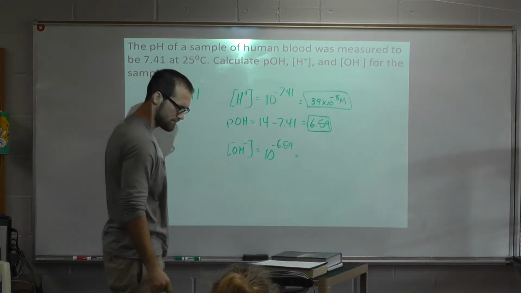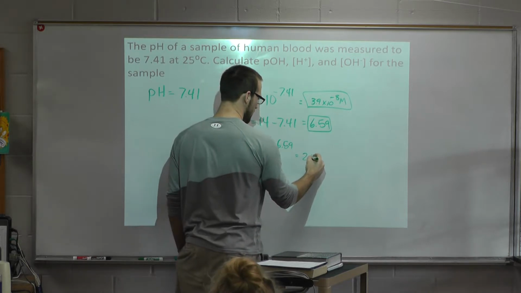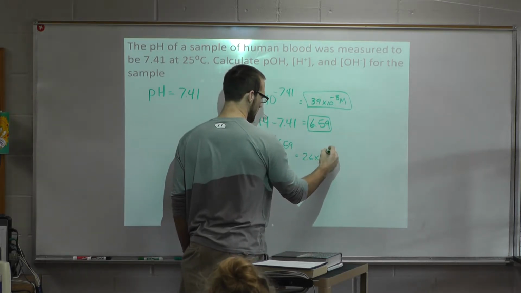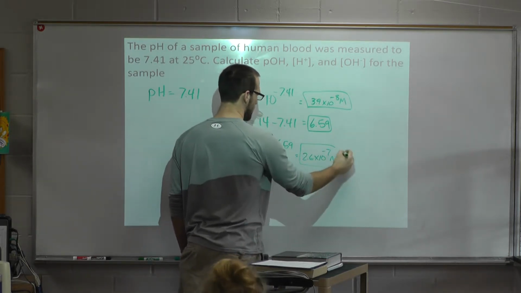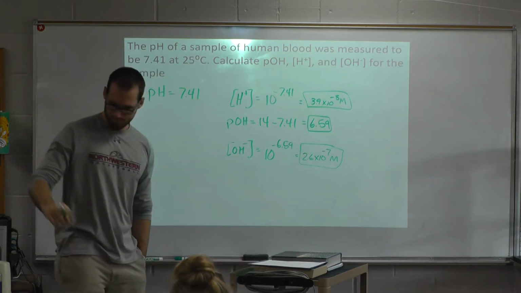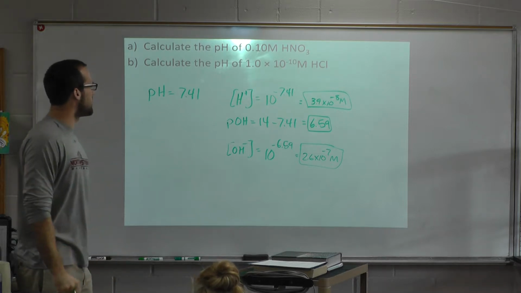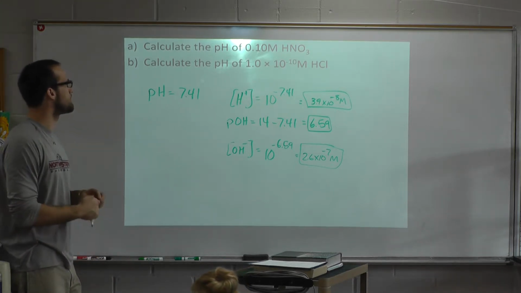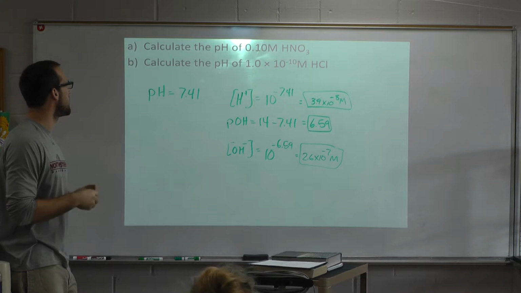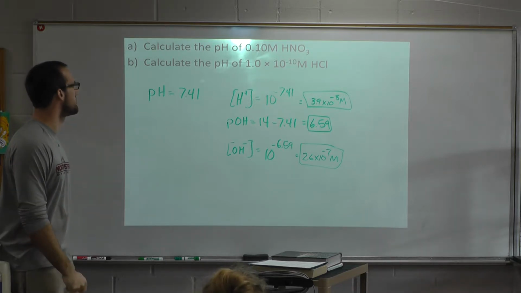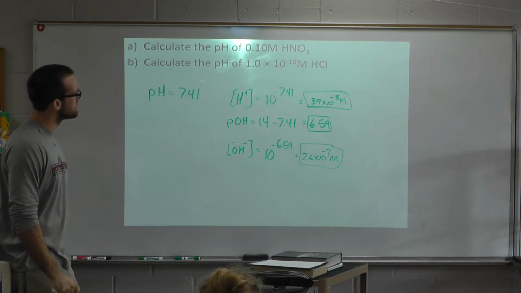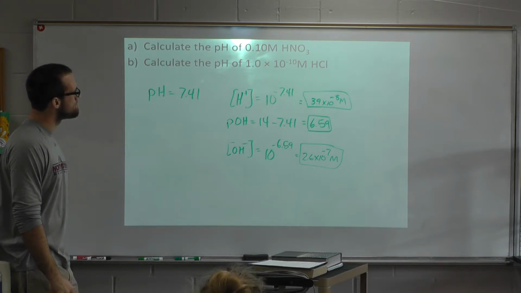What did you guys get? 2.57. Okay. Well, they gave you really easy ones here. Go to power. Yep.